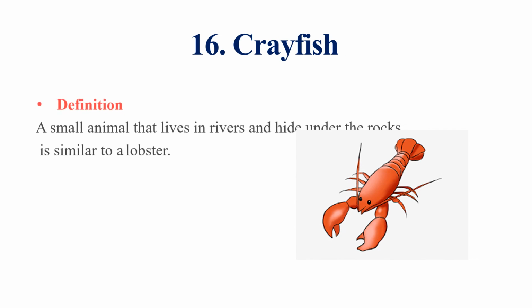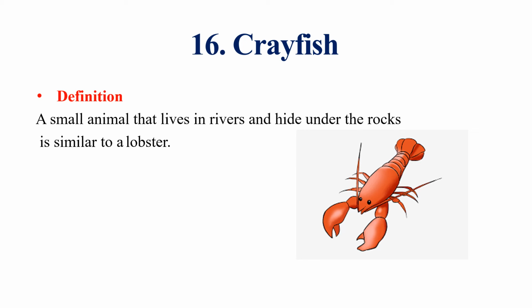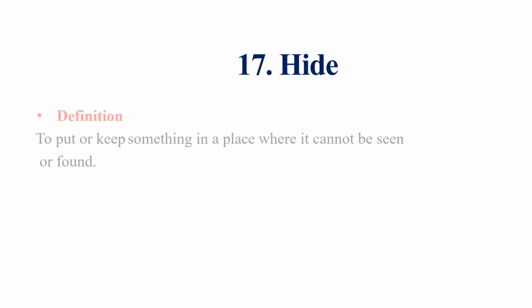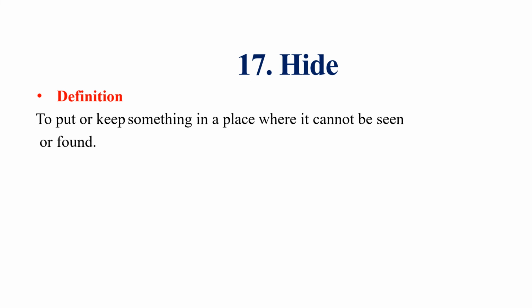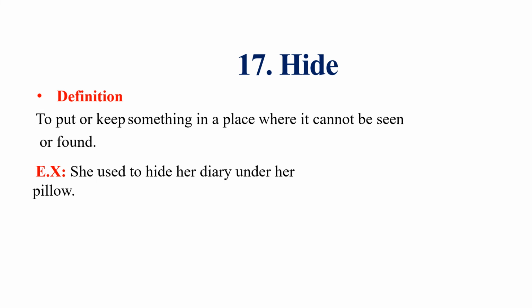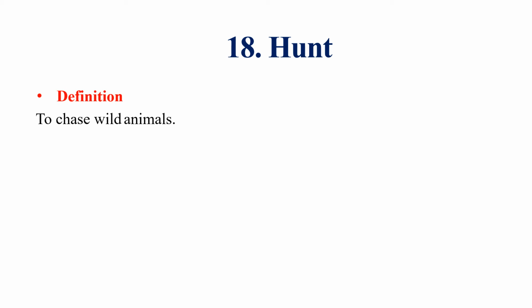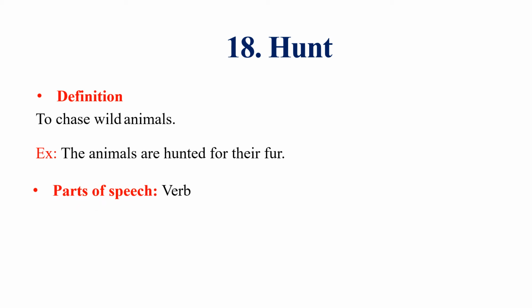Crayfish. A crayfish is a small animal that lives in rivers and hides under the rocks, similar to a lobster. It's a noun. Hide. To hide means to put or keep something in a place where it cannot be seen or found. She used to hide her diary under her pillow. This word is a verb. Hunt. Hunt means to chase wild animals. The animals are hunted for their fur. This word is a verb.